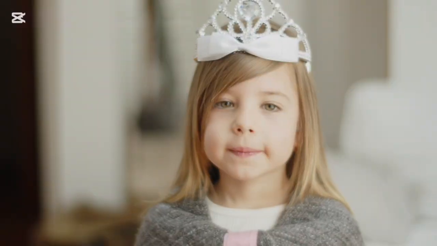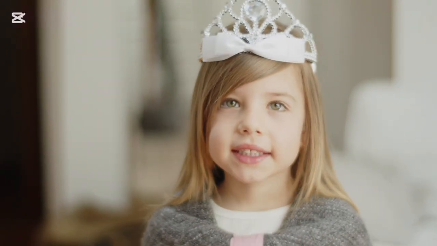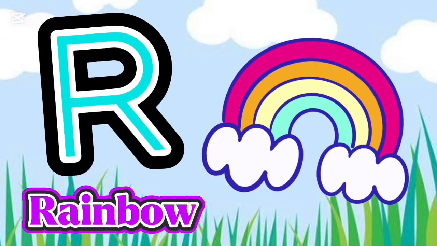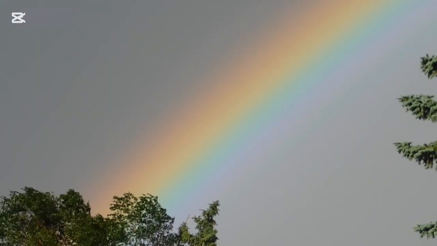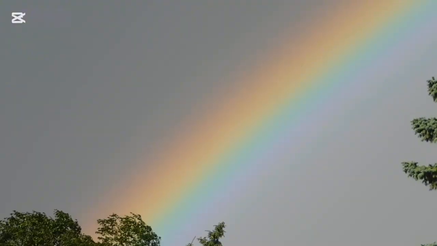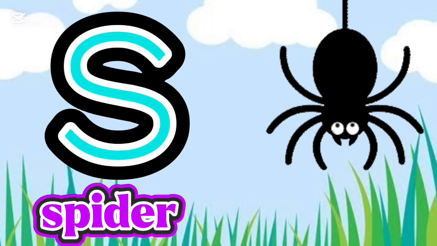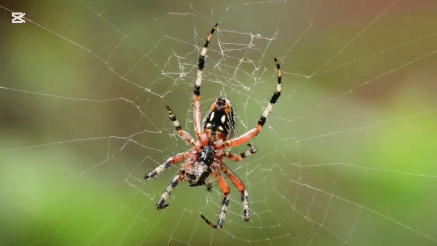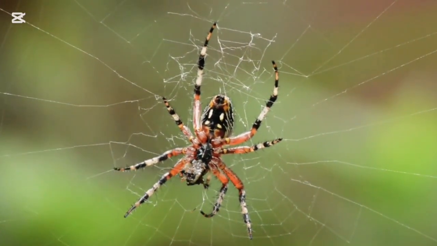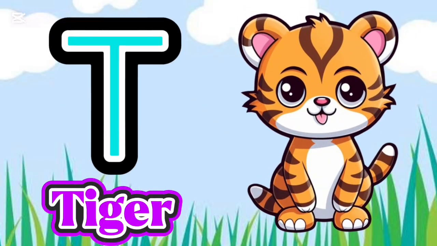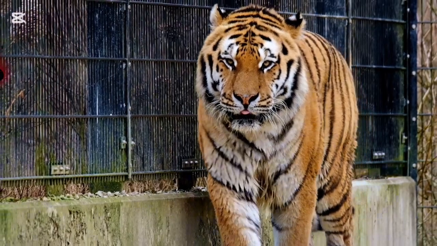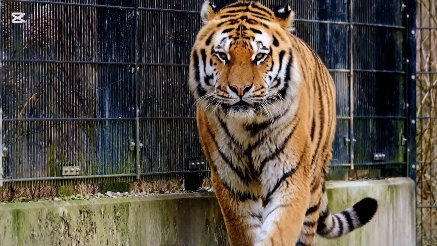Queen. Q. R is for rainbow. Rainbow. R, rainbow. S is for spider. Spider. S, spider. T is for tiger. Tiger. T, tiger.